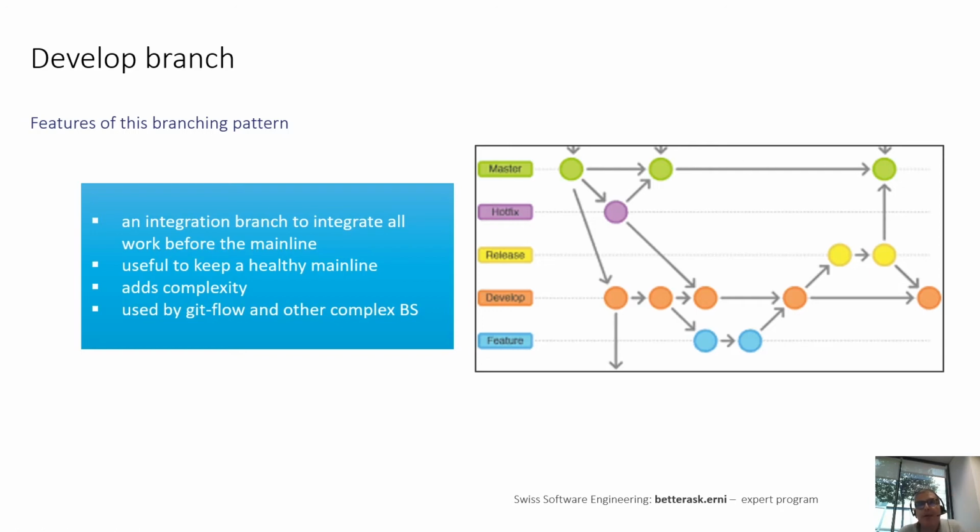It's for integrating, and this way we keep a very healthy main line. So we run all the tests and experiments here. They are joining the develop branch, and if there is some problem, it's not as bad as if there is a problem in the master branch. This adds complexity because, as you see here in the diagrams, there are lots of arrows coming up and down. So it usually increases the complexity, but of course it also has some benefits. And this one is used by Gitflow, the most famous strategy. It's used by it and also by others.